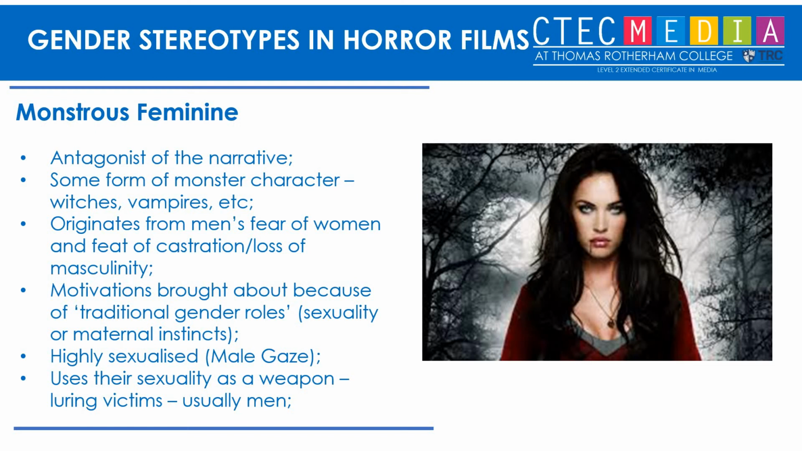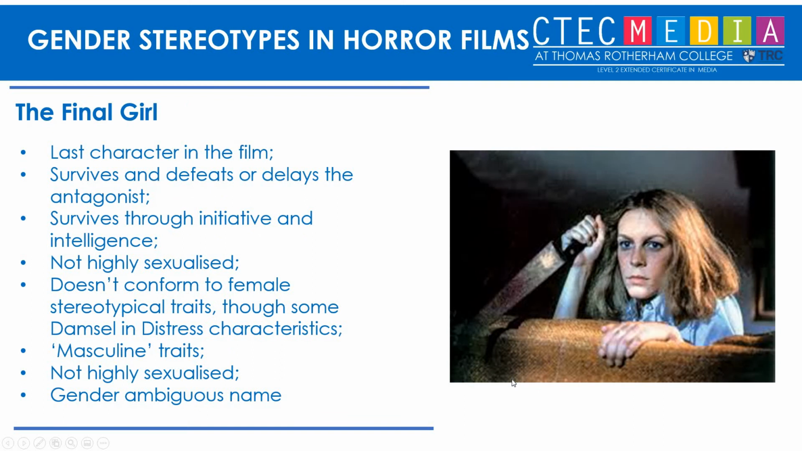A good example of that would be Jason's mother from Halloween, if anyone's seen that. Her entire motivation is the fact that she wants to get revenge on someone who harmed her son. So her motivation is driven by her maternal instinct. They're often very highly sexualized as well, and they use their sexuality as a weapon. That weapon lures men, usually. And the last one is a stereotype called the final girl.